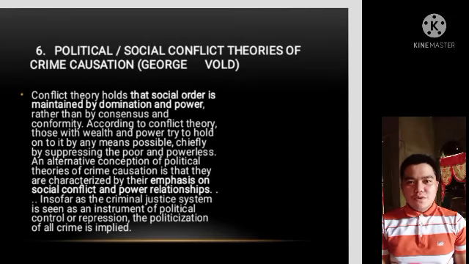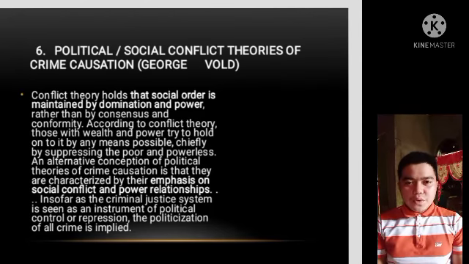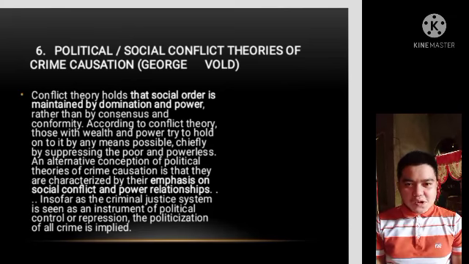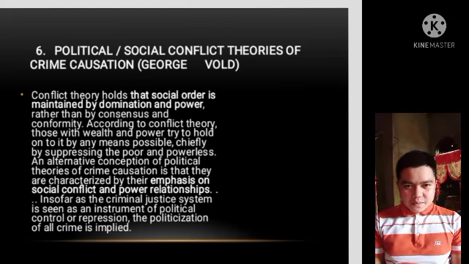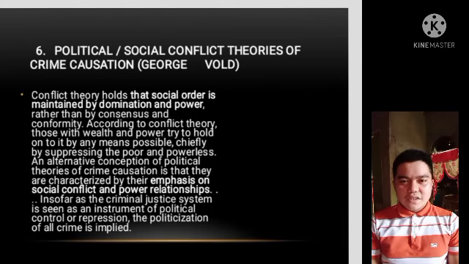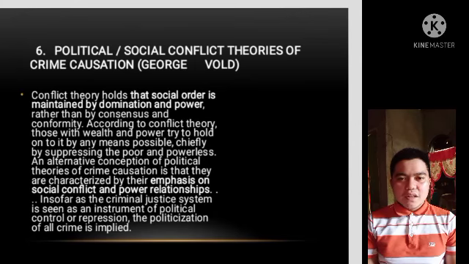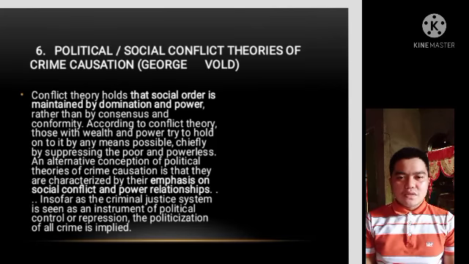Social and political conflict theories of crime causation. Conflict theories hold that social orders are maintained by domination and power rather than consensus of the community. According to conflict theory, those with wealth and power try to hold on to it by any means possible, by suppressing the poor and powerless. An alternative conception, the political theories of crime causation, is characterized by an emphasis on social conflict and power relationships. Insofar as a criminal justice system is seen as an instrument of political control or repression, the politicization of all crimes is implied.